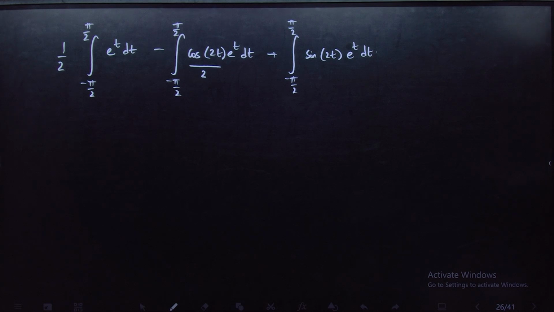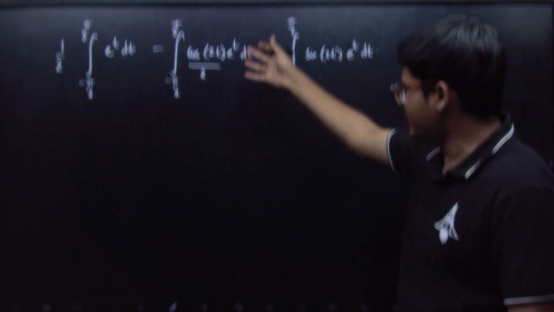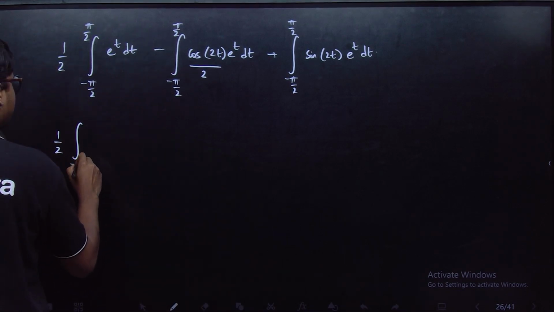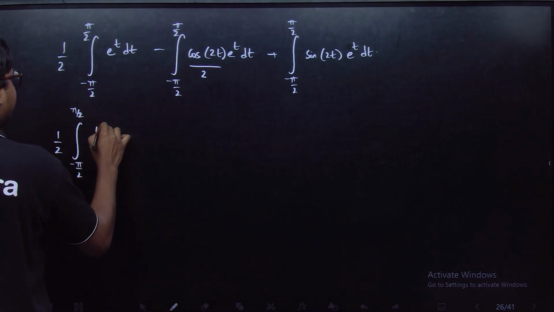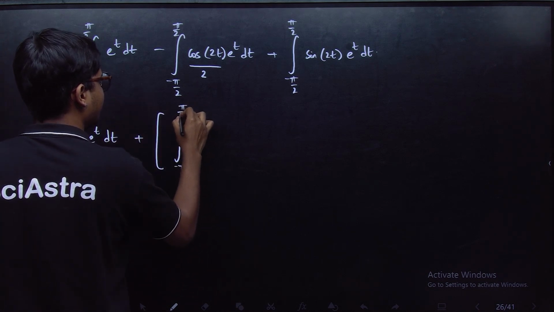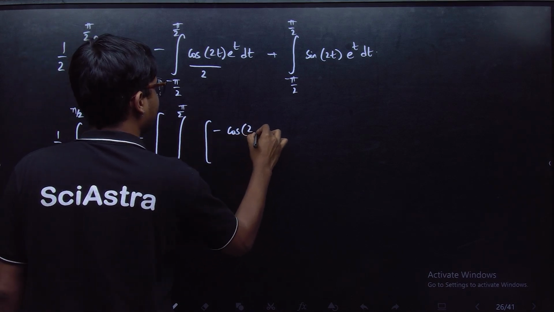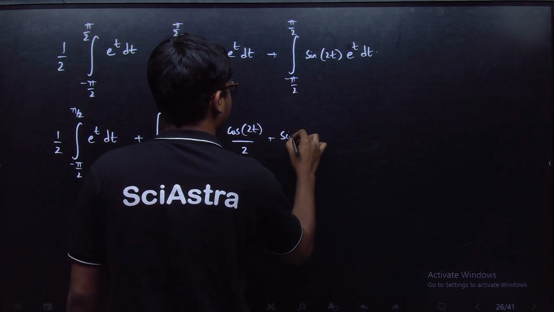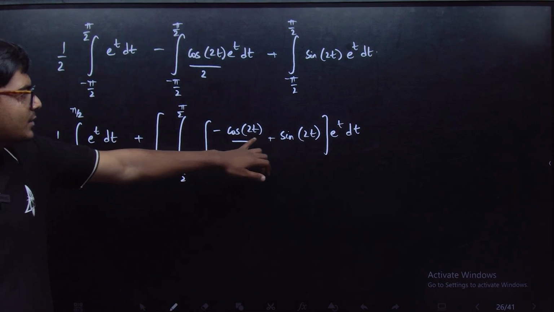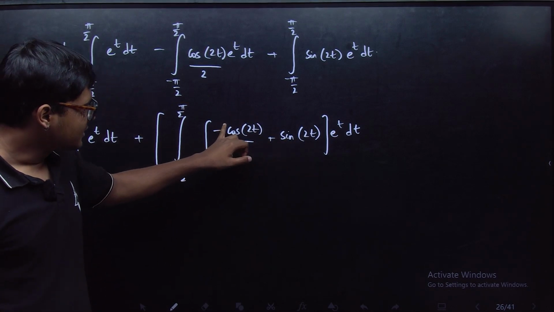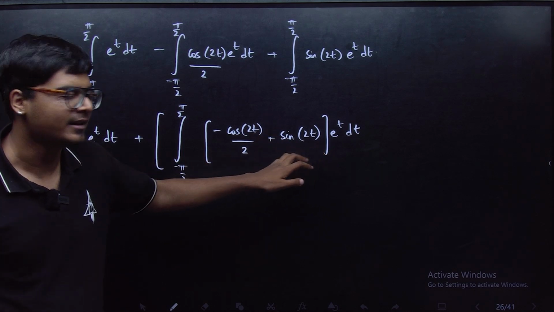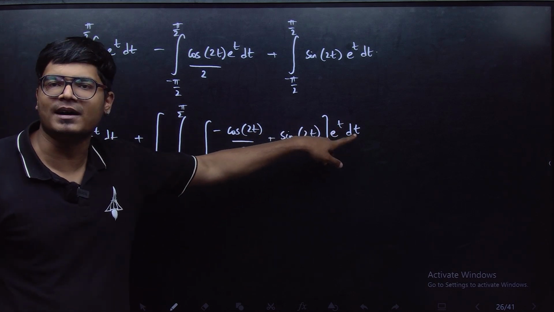Now one way would be to again use by parts on each of these, right? But there is a smarter way in which we can approach this. So write this first part as half, integral from minus pi by 2 to pi by 2 of e to the power t dt. The second part can be written as the integral from minus pi by 2 to pi by 2 of (minus cos 2t by 2 plus sine 2t) times e to the power t dt, right? Now what is the second form? It's nothing but f(x) plus f prime(x). See, what is the derivative of this? Derivative of cos 2t is sine 2t, so minus minus becomes plus, so sine 2t times 2, so the 2 and 2 cancel out, so you get sine 2t, right? So this is f(x) plus f prime(x) times e to the power x dx, something like that, right?